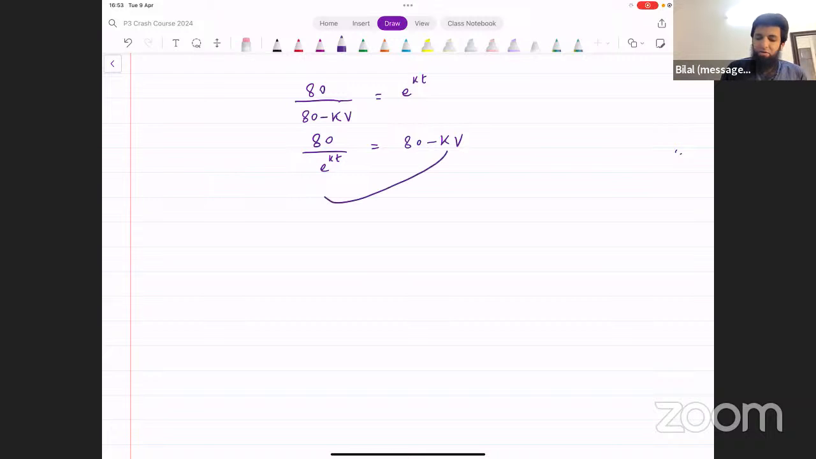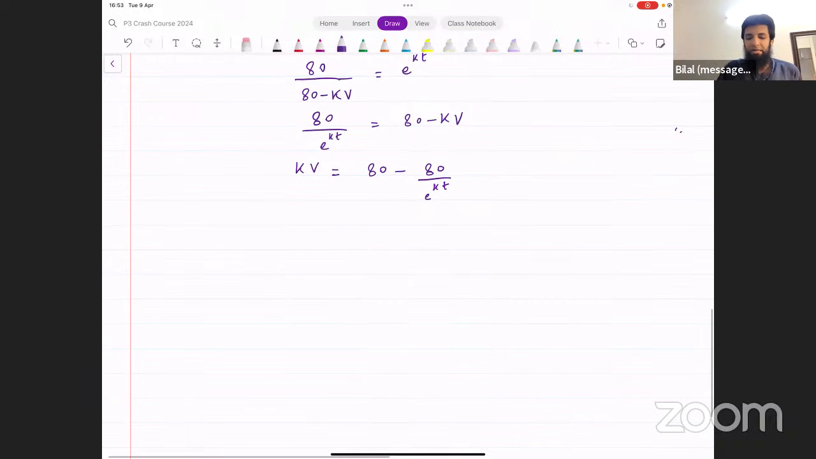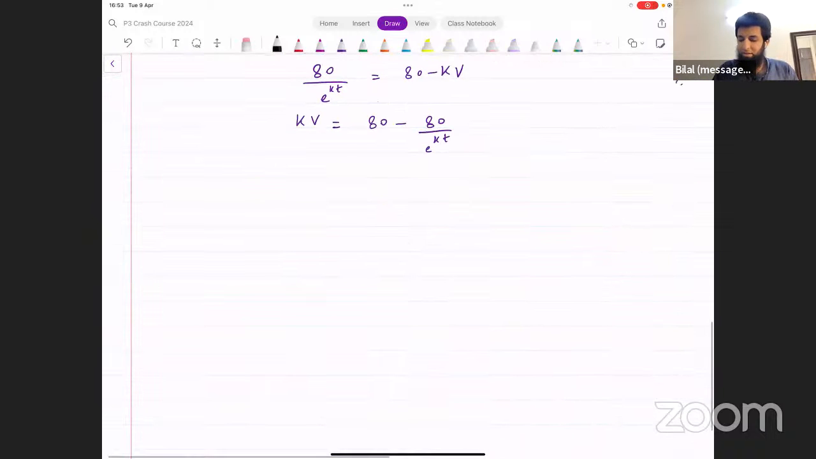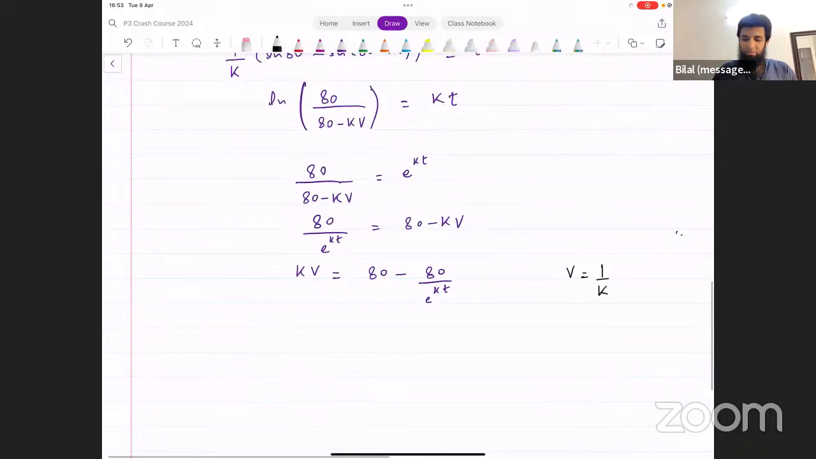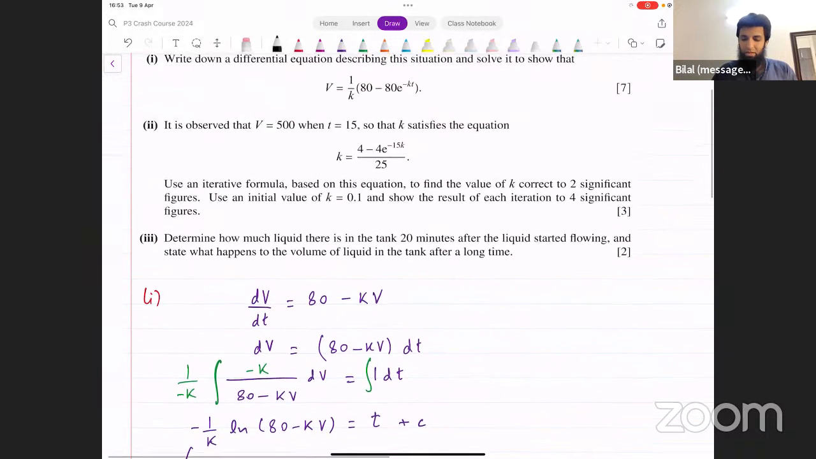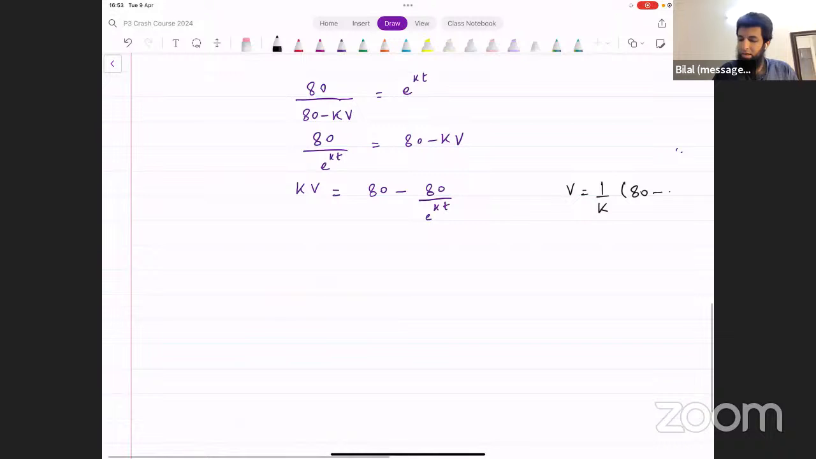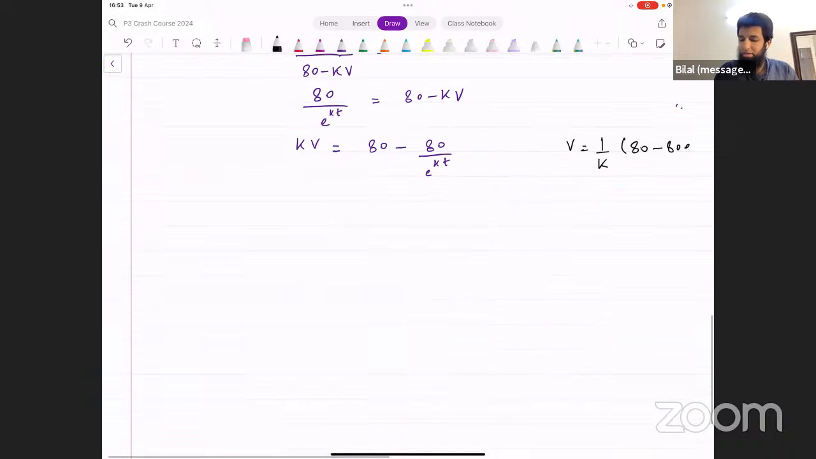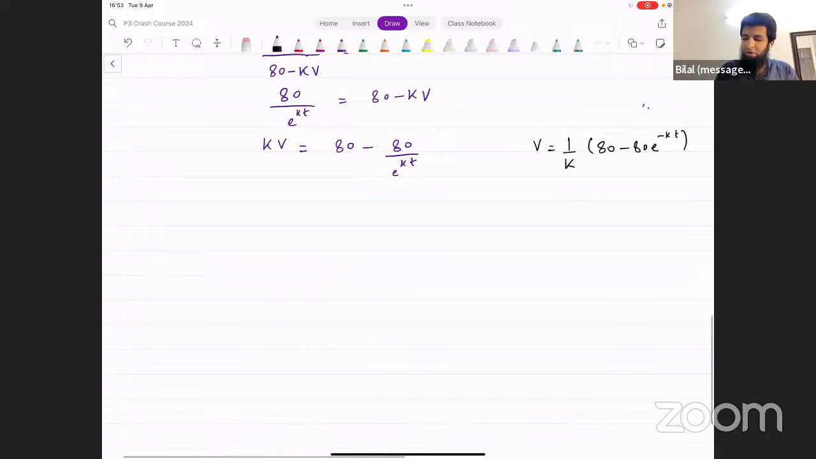You could bring v to the left, take this to the right. What does that give you? kv equals at minus at over e raised to power kt. Now if you just divide by k on the other side. But before you do that, let's just have a look at what the final result needs to be. The final result needs to be 1 over k into at minus at e raised to power minus kt. This is the final result that we want.